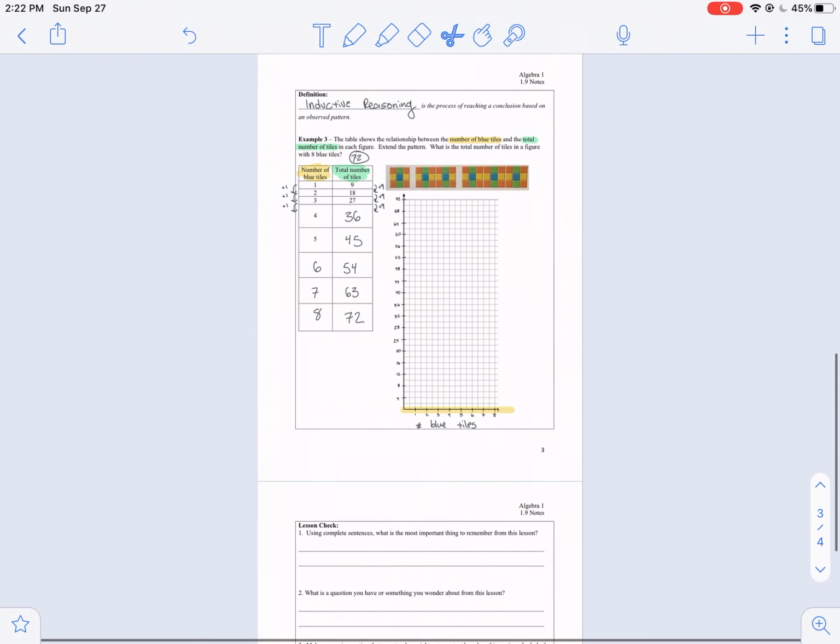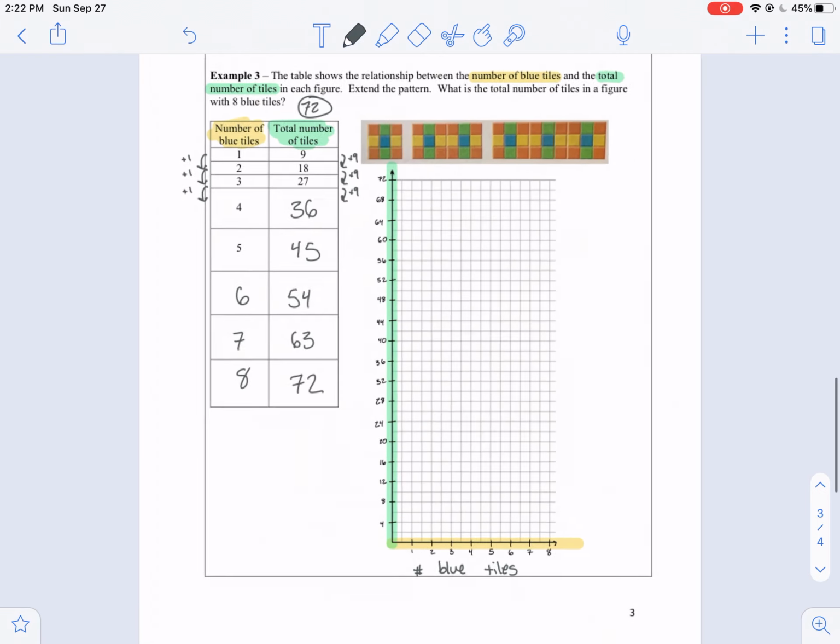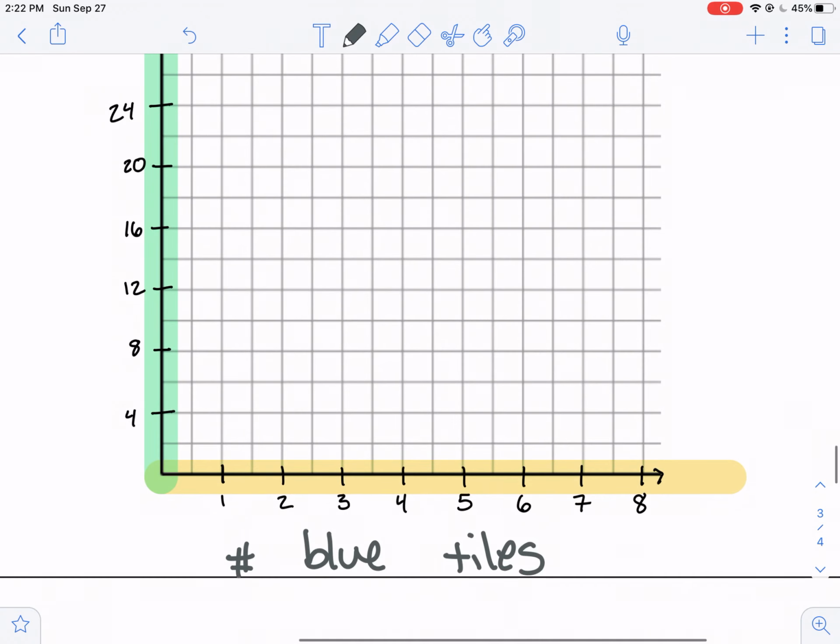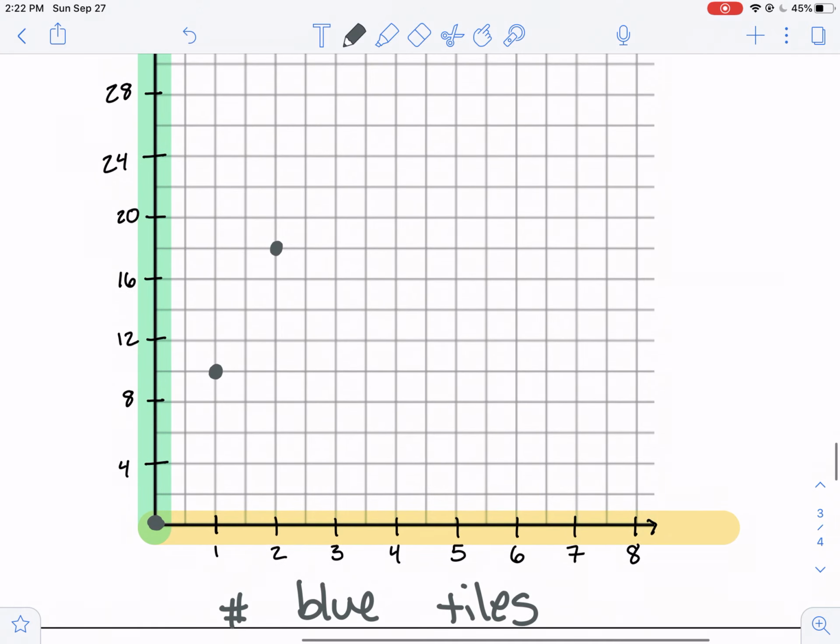So we took the total number of tiles, and that goes up the y-axis, up this way. So if we have 0 blue tiles, we have 0 tiles at all. Awesome. If we have 1 blue tile, we have 9 tiles. If we have 2 blue tiles, we have 18 tiles. And if we have 3, we have 27 tiles.